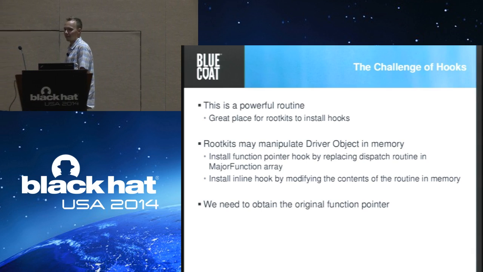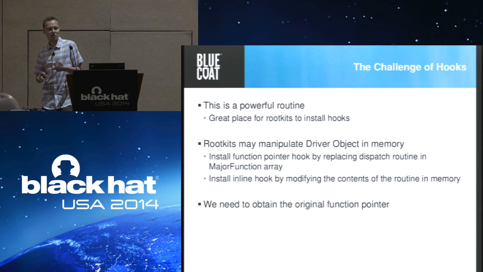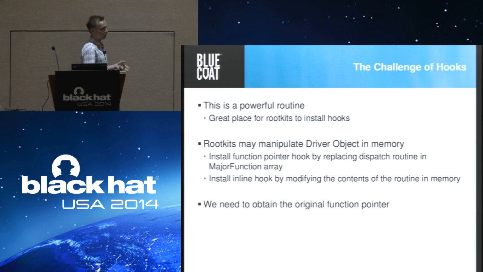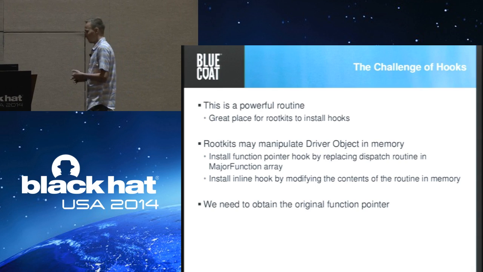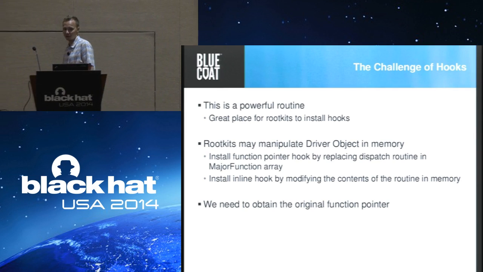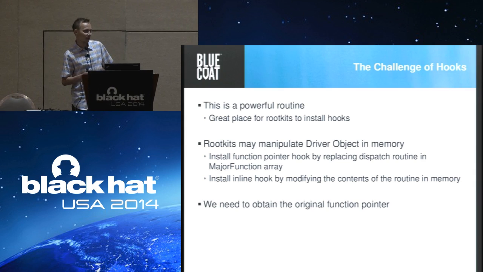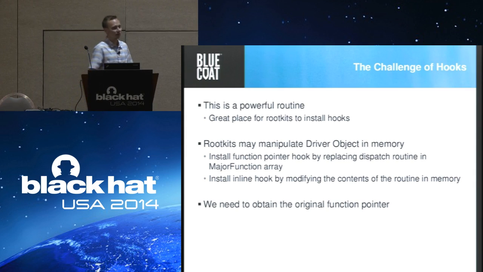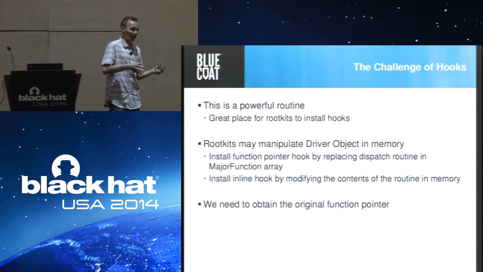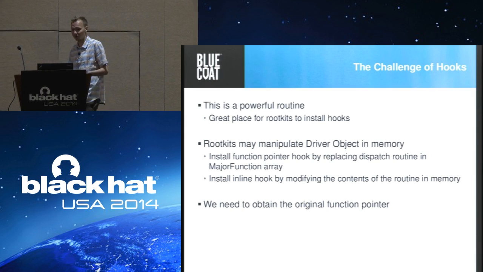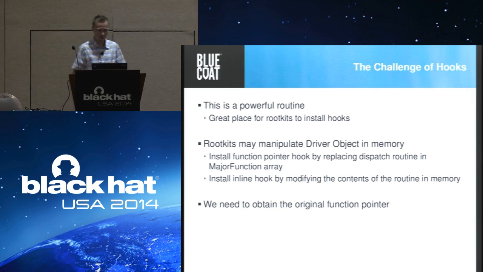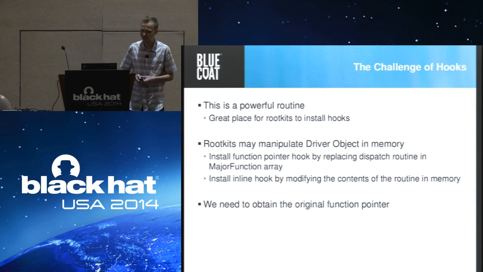So what the rootkit will do is one of two things, right? It will either replace the address of the dispatch routine in the major function array within the Miniport's driver object in memory. Or it may also find the dispatch routine and then decide to replace some of the contents of it in memory, typically inserting a branch instruction at the very start of it, which will, once the routine is called, transfer control to the hook destination. So it serves the same purpose. It's just a bit harder to detect and bypass.